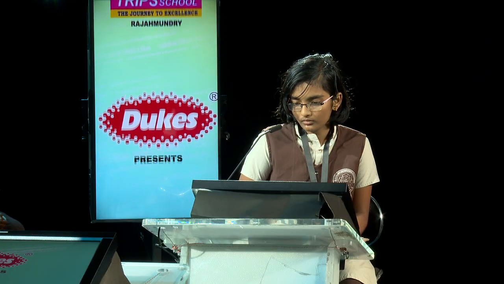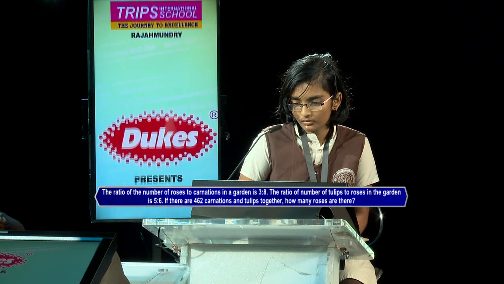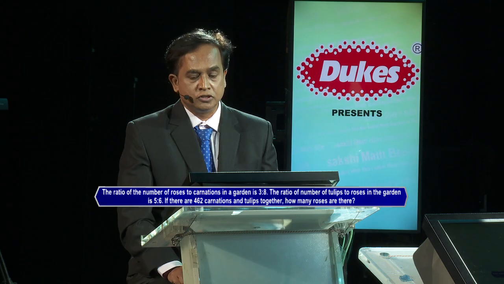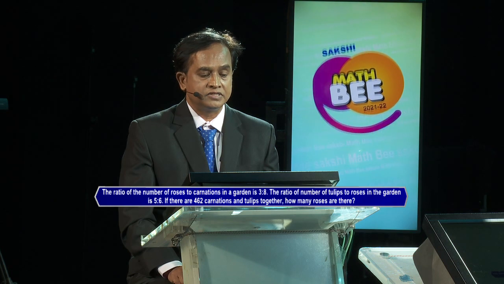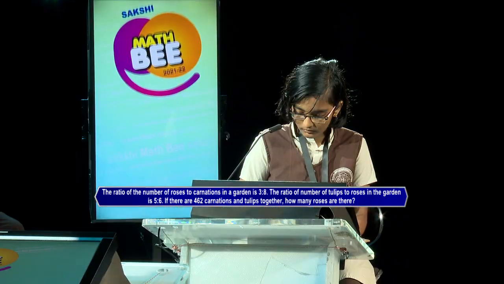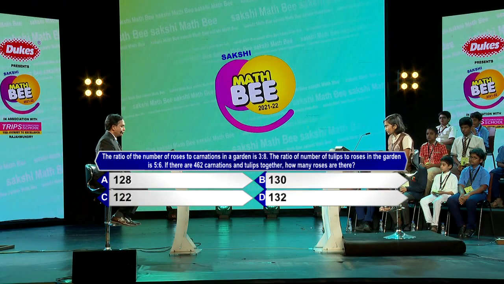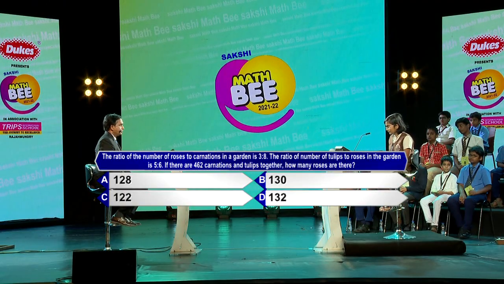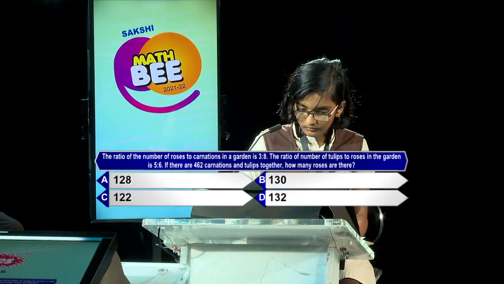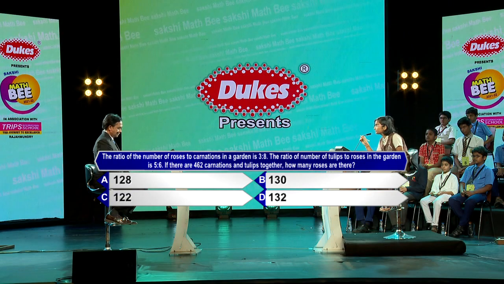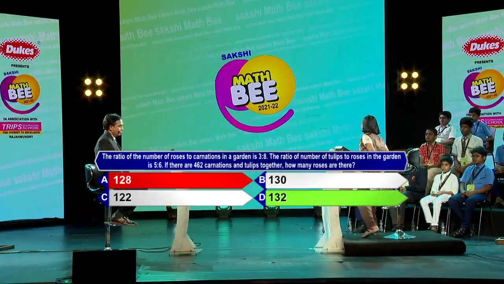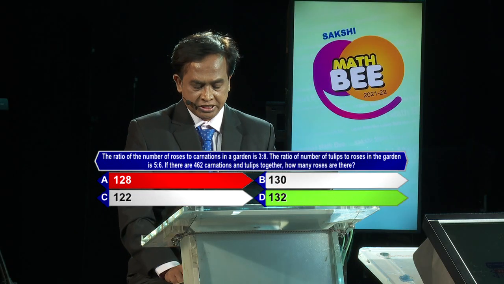Bindu Bhargavi, your question. The ratio of the number of roses to carnations in a garden is 3:8. The ratio of the number of tulips to roses in the garden is 5:6. If there are 462 carnations and tulips together, how many roses are there? Your options: A 128, B 130, C 122, D 132. Option A, 128, I'm so sorry, is the wrong answer. Option D, 132, is the correct answer.